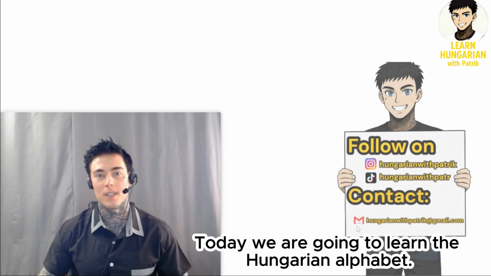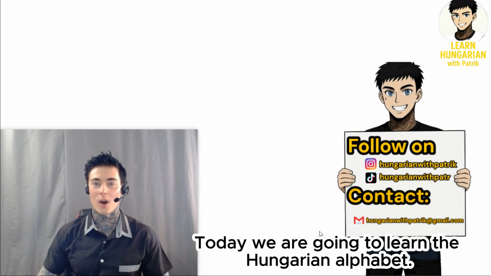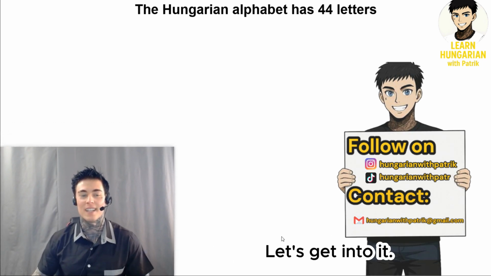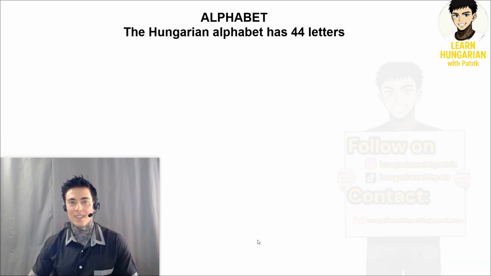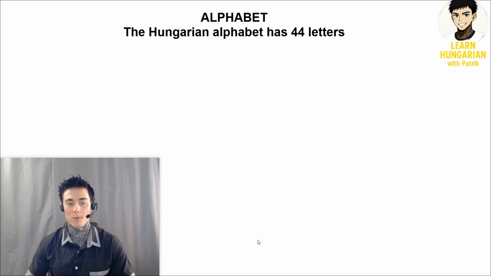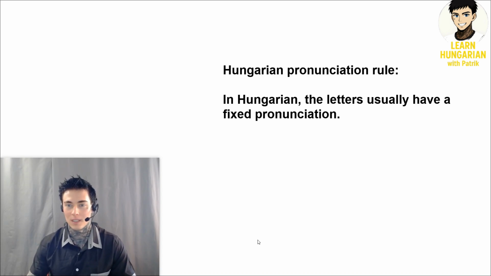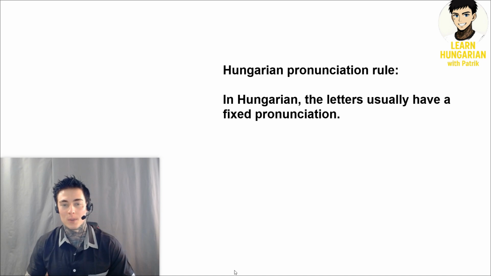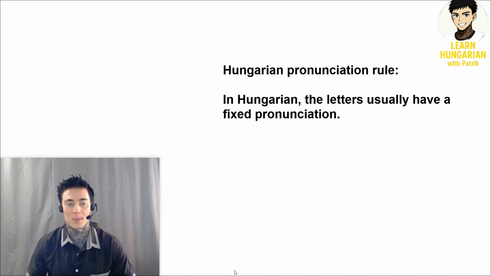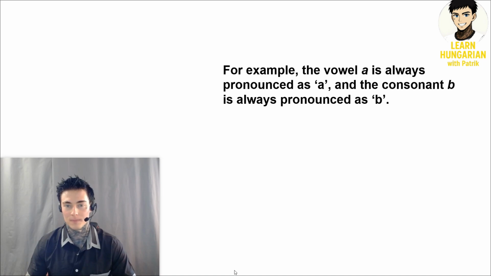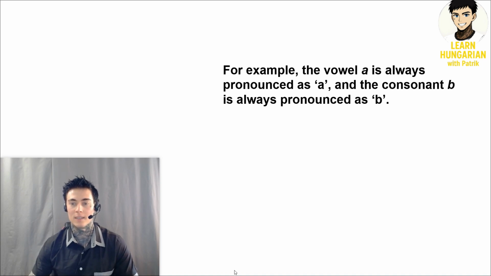Today we are going to learn the Hungarian alphabet. Let's get into it. The Hungarian alphabet has 44 letters. Hungarian pronunciation rule: in Hungarian, the letters usually have a fixed pronunciation. For example, the vowel A is always pronounced as A, and the consonant B is always pronounced as B.